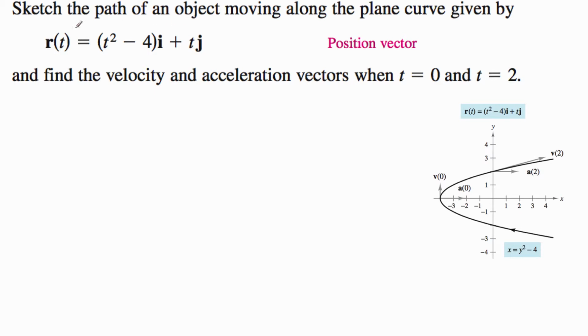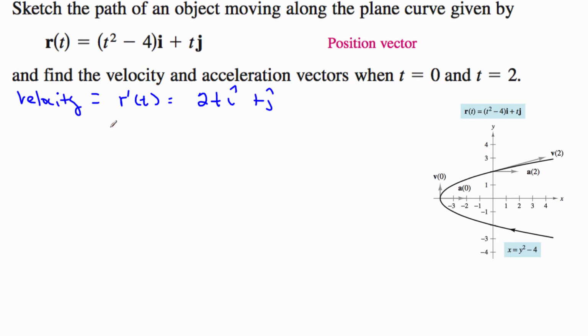Let's look at this problem right here. If I have r of t is t squared minus 4i plus tj, and I want the velocity and acceleration vectors at 2 points, let's see if we can find them. The velocity is equal to r prime of t, which is 2ti plus j.